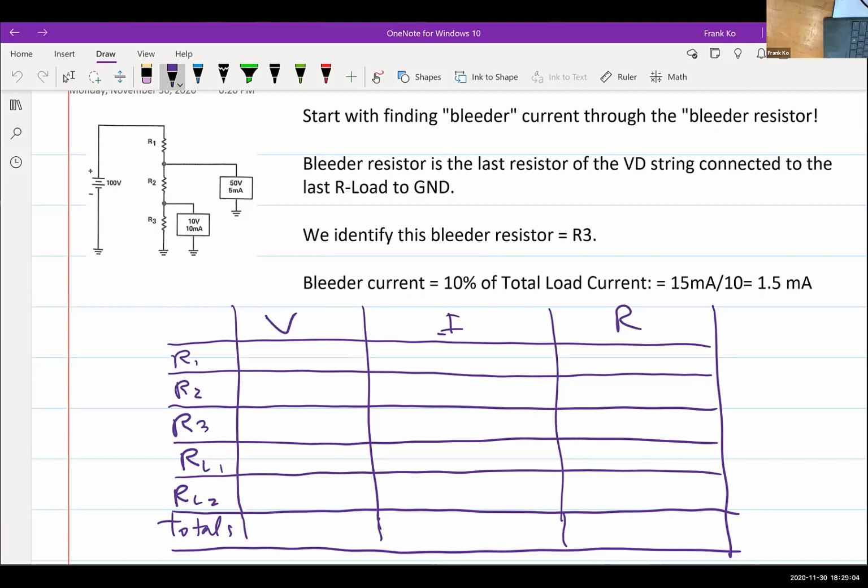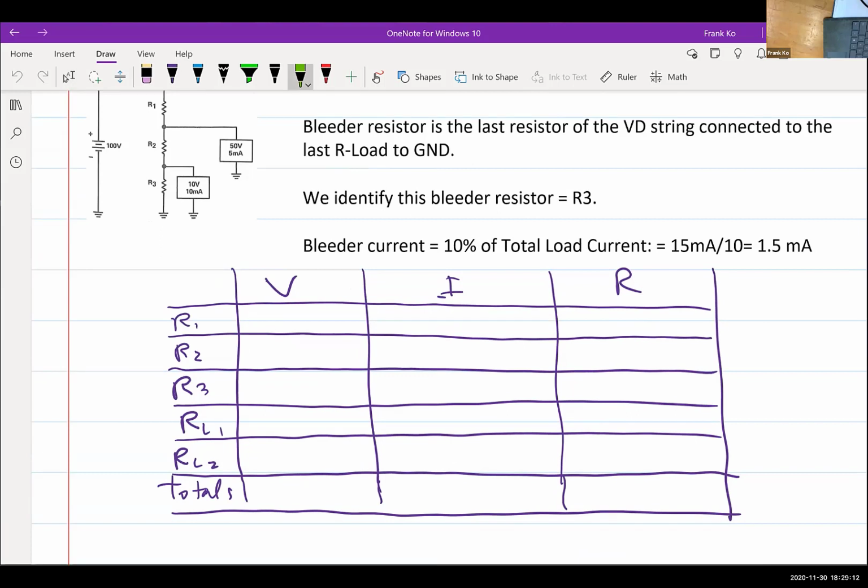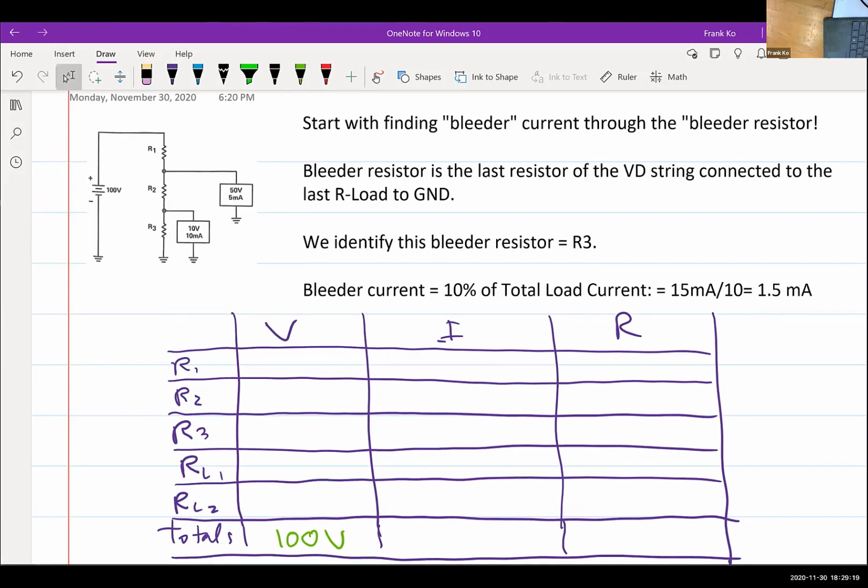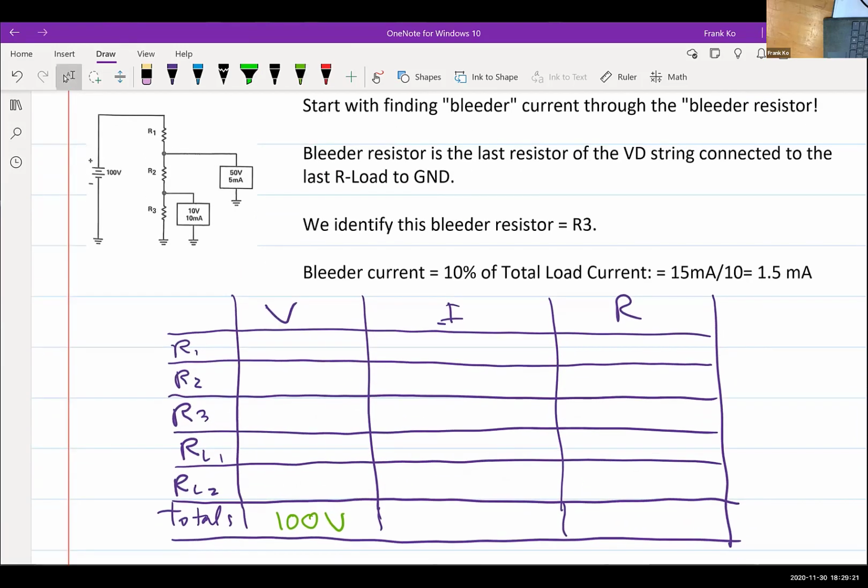So what do we know that we can fill in? What are the knowns? I have a voltage source, yes? I'm going to write that in. So we have 100 volts, goes right there. What else is known? The loads. Yeah, we know some information on the loads. So the first load is the 50 volt, 5 milliamp, yes? So I'm going to write down 50 volts and 5 milliamps. What else do we know? We know the second load. Yes, the second load is specified as 10 volts and 10 milliamps.